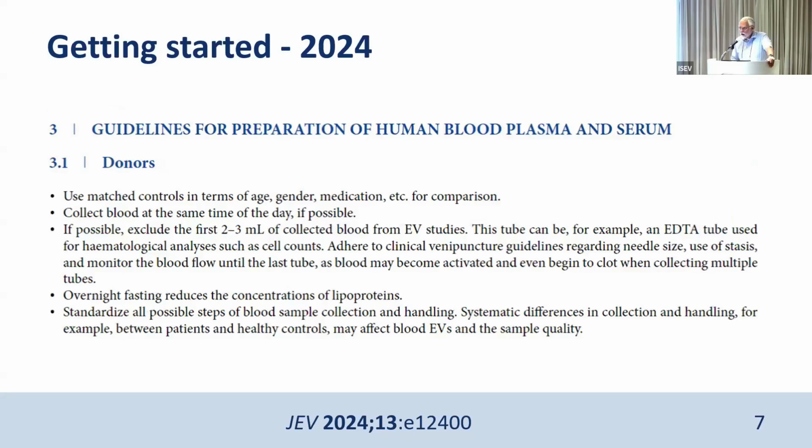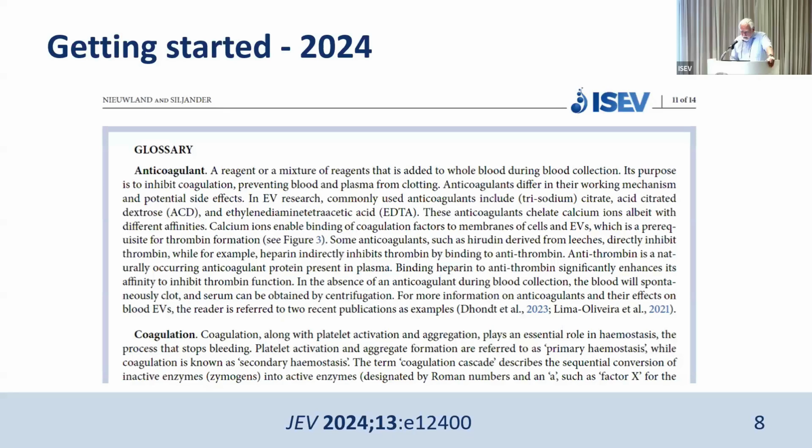But one is we updated all the guidelines. And for example, this is one of the parts showing how to prepare human blood plasma and serum. But we also have a glossary. One of the things we noticed, also as reviewers of papers, is there's always a lot of miscommunication about terminology when people are talking about anticoagulants or whatever. So we have a sort of glossary here trying to explain all commonly used terms, etc.